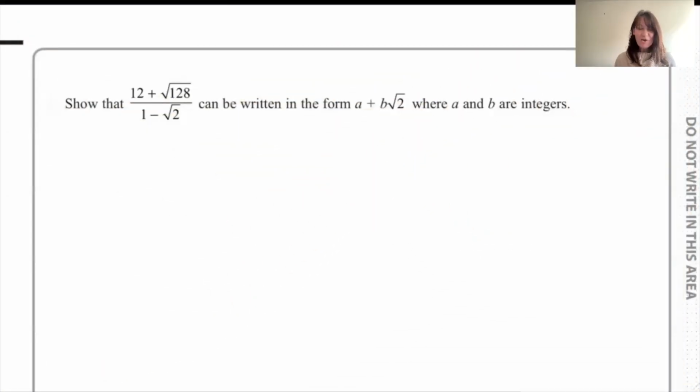Hi, okay, today's question has come from a non-calculator higher paper. It's probably around the grade 8. Hit pause, press play when you're ready.